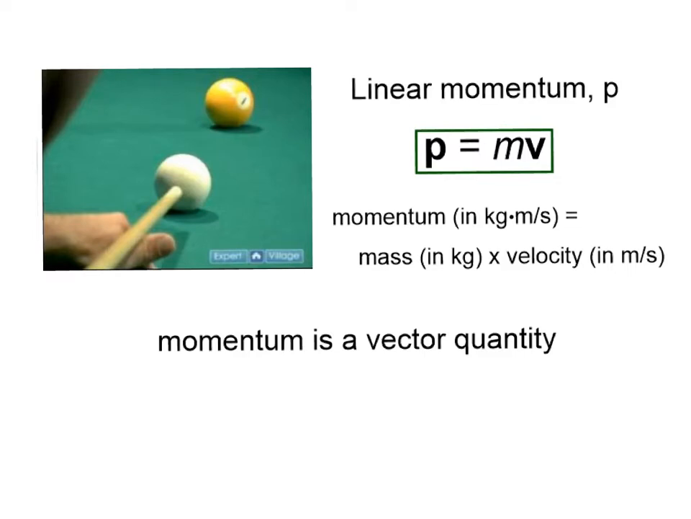Let's go ahead and define linear momentum. We use a lowercase p, and p is equal to mass in kilograms times velocity in meters per second. That means our momentum will be measured in kilogram meters per second. And momentum is definitely a vector quantity. Its direction will be the same as the direction of the velocity.